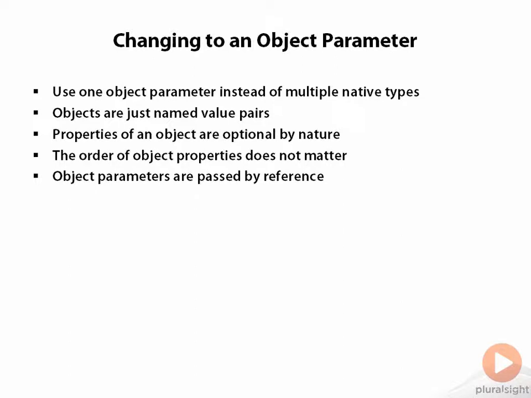Since properties of an object are optional by their nature, our function parameters can be optional as well. The order of properties doesn't matter, so our parameters can be provided in any order. Also, consider how readable the calling code is. Readable code is more easily maintained.